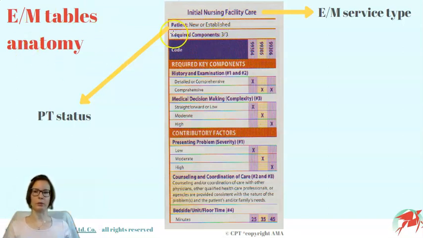The anatomy of the tables looks like this for most EM services. On top, we have the EM service type. This is the first step in coding for evaluation and management services, where we determine what kind of service the patient is receiving. Is it an initial nursing facility care, like in this example, or is it a subsequent hospital care encounter, maybe an office or other outpatient visit or an emergency department service? Knowing the type of the EM service will direct us to the appropriate table at the beginning of the CPT codebook and the appropriate code range we can choose from.